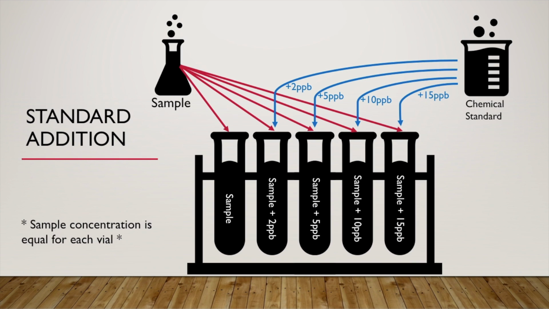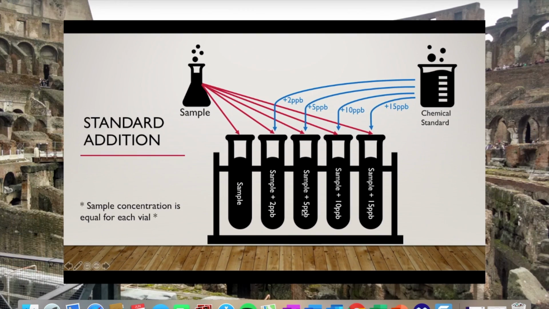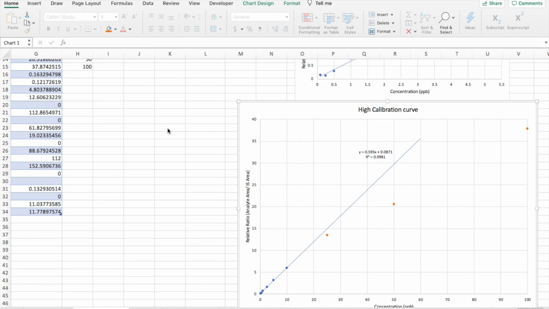For standard addition, we divide the sample up and add a range of concentrations of the target analyte to the samples themselves, and essentially make a calibration curve for each sample. As you can see here, moving forward, we get the same concentration of our sample into each of our vials, let's say. And then we're adding increasing concentrations of our standard, and it will begin to look something like this.